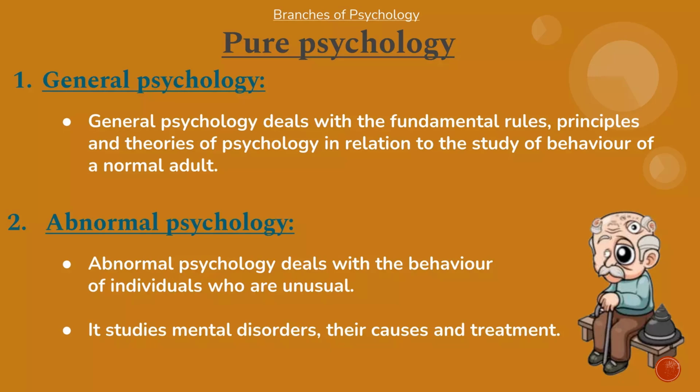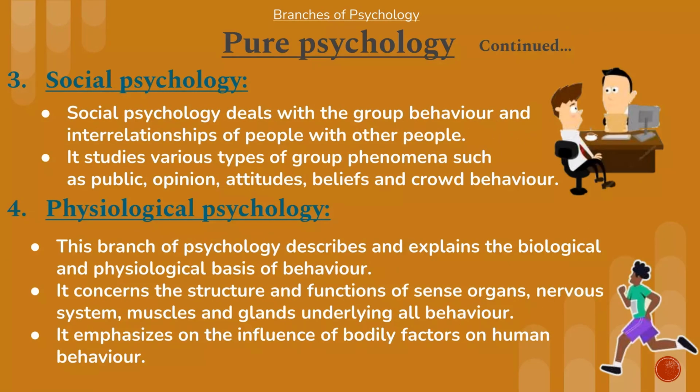General psychology deals with the fundamental rules, principles, and theories of psychology in relation to the study of behavior of the normal adult. Abnormal psychology deals with the behavior of individuals who are unusual, and it usually studies mental disorders, their causes, and the treatment. Social psychology deals with group behavior and interrelationships of people with other people in a smaller or larger group. So it studies various types of group phenomena such as public opinion, attitudes, beliefs, and crowd behavior.